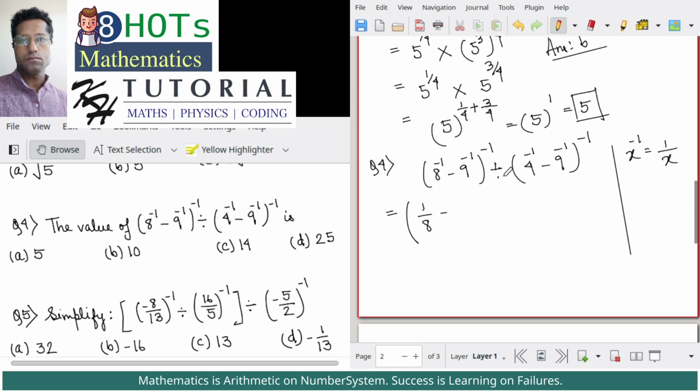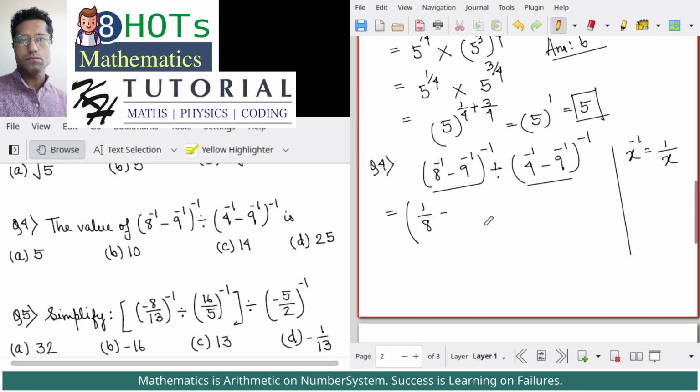So definitely, as you can see, this is a division of two numbers. The first number is this and the second number is this. It is actually a division of two numbers in exponential form, where the first factor is reciprocal of 8 minus reciprocal of 9 whole raised to the power minus 1. Similarly, the second factor is reciprocal of 4 minus reciprocal of 9 whole raised to the power minus 1.